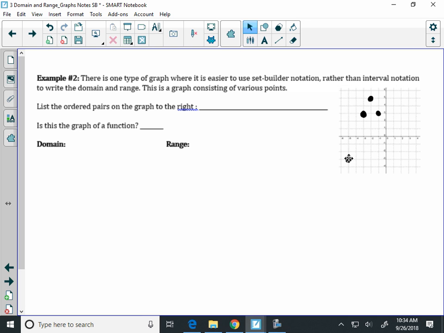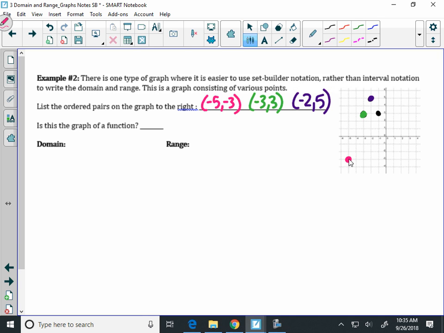So it's not continuous. So the first thing we're going to do is we're just going to list the ordered pairs of the points that are on the graph. So this first one, this bottom one here, is at -5, -3. The next one is at -3, 3. We have a point at -2, 5. And finally, the last one here is at -1, 3.